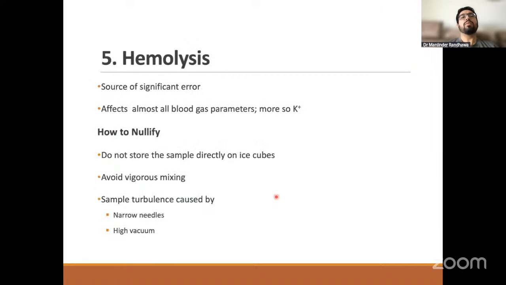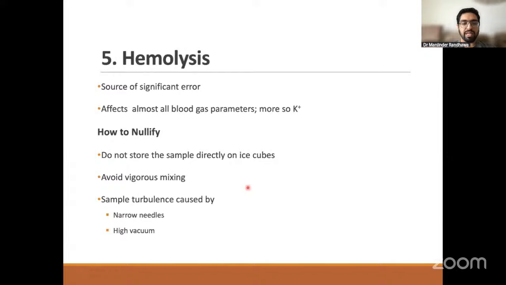The next problem usually seen is hemolysis, which is a significant source of error. The main thing that changes with hemolysis is potassium. You will have a falsely elevated potassium level if you keep the sample for too long, or if you keep it directly over ice. Obviously, cold temperature will cause hemolysis. So this will cause a falsely elevated potassium level.